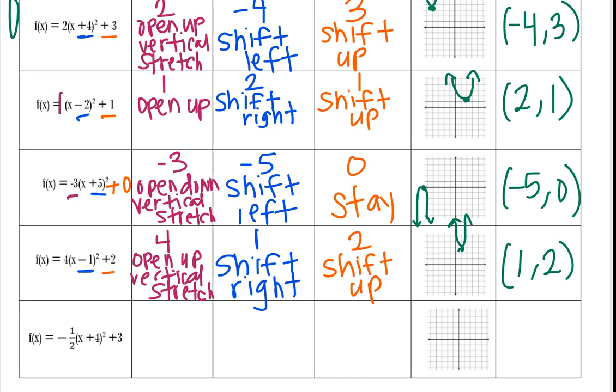The last problem that I have says f of x equals negative 1/2 parentheses x plus 4 close parentheses squared plus 3. So in this case, my a value is negative 1/2. Because it is negative, it is going to open down. And because 1/2, ignoring the negative, is between 0 and 1, this time I'm going to have a vertical compression.